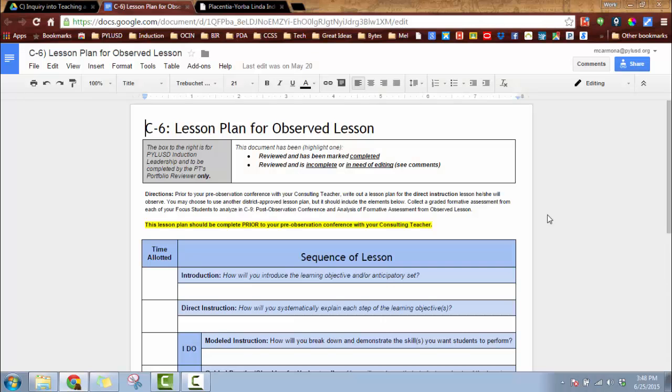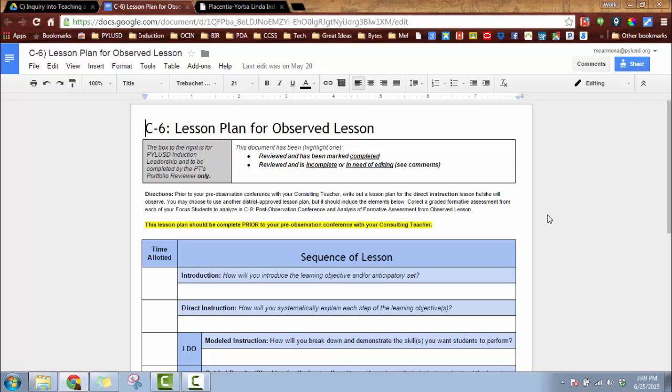For anyone who's gone through teacher prep, the good news is you don't have to write out a lesson plan for every single lesson that you're going to be teaching during the school year. But you do have to do a lesson plan when you're evaluated by your primary evaluator. That would be an administrator at your school site. And you also have to do a lesson plan during the inquiry process.